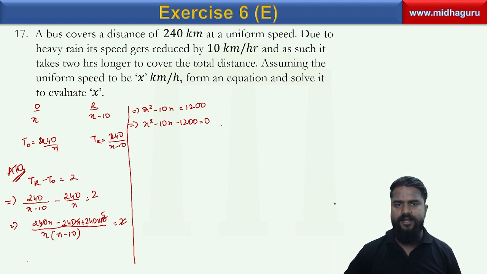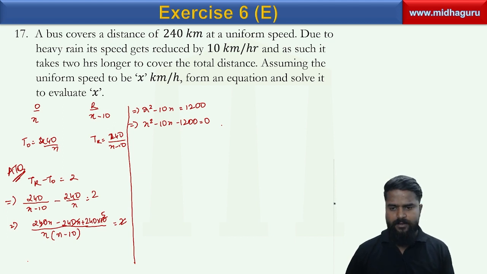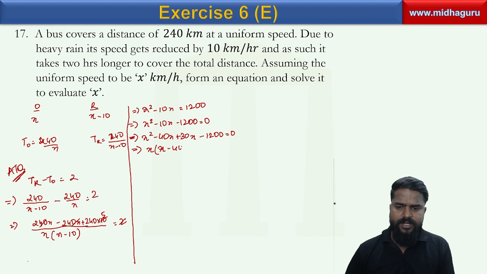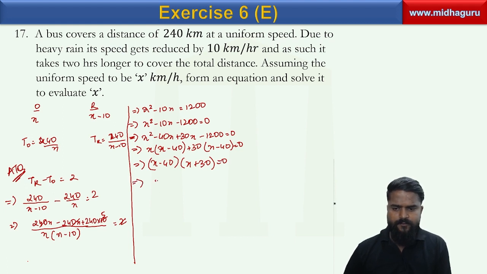So now we have this new quadratic equation that we are supposed to solve by splitting minus 10. So what I'll do is I'll split minus 10 into minus 40x plus 30x, since adding them gives me minus 10 and multiplying these coefficients gives me minus 1200. So I have x into x minus 40 and taking plus 30 as common again, I get x minus 40. So x minus 40 into x plus 30 is equal to 0, which means x is either equal to minus 30 or equal to 40.